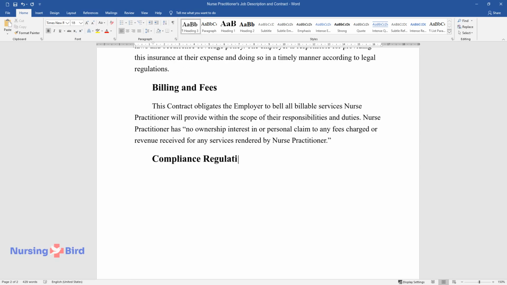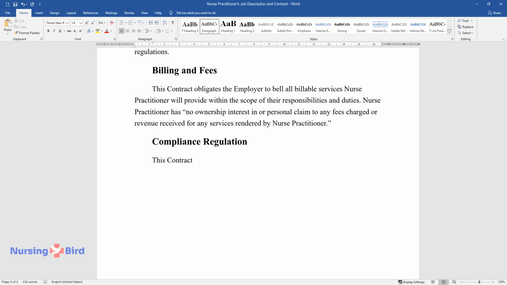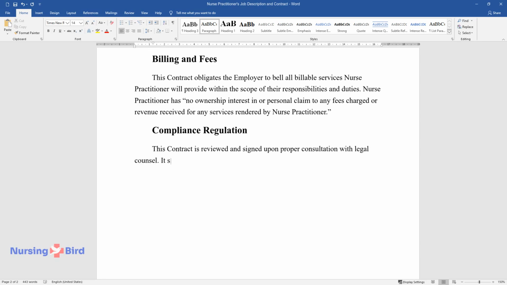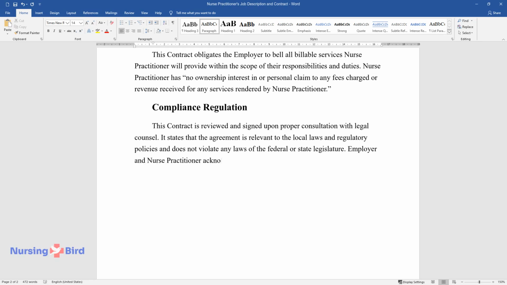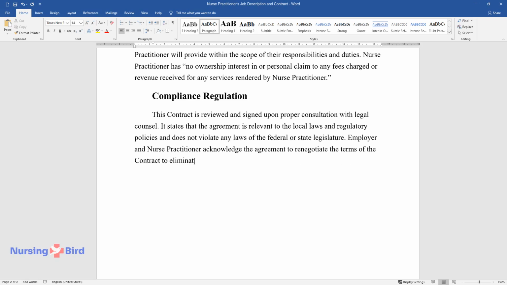Compliance regulation. This contract is reviewed and signed upon proper consultation with legal counsel. It states that the agreement is relevant to the local laws and regulatory policies and does not violate any laws of the federal or state legislature. Employer and nurse practitioner acknowledge the agreement to renegotiate the terms of the contract to eliminate any violations.